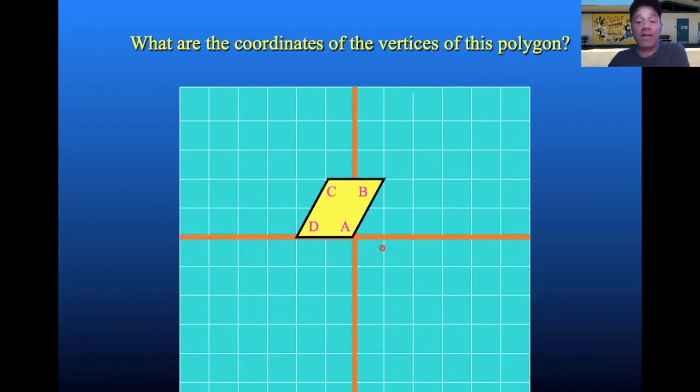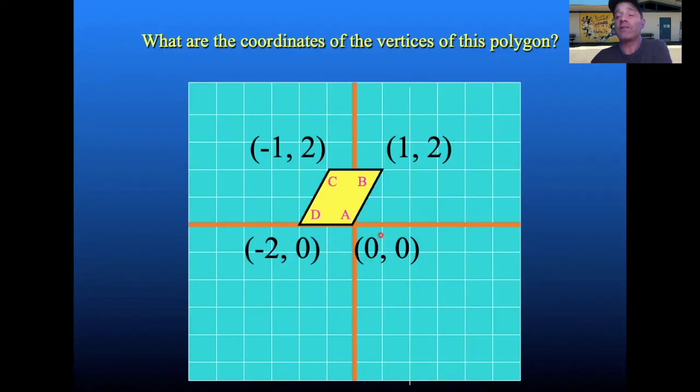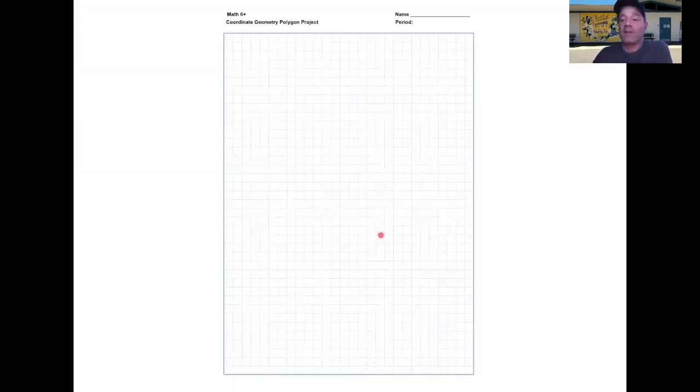So go ahead and put the vertices down, the ordered pairs. All right, what do you have for A? Yeah, 0, 0. What's the other word for 0, 0? Origin. You should have that. B, 1, 2. What's C? -1, 2. And D, what did you get? This one people mix up, believe it or not. You should have -2, 0. A lot of people put 0, -2, so be careful on that. Okay, good. All right, so that's our review.